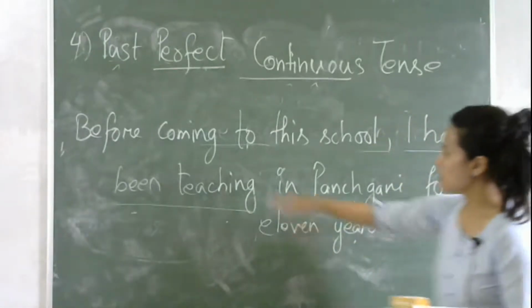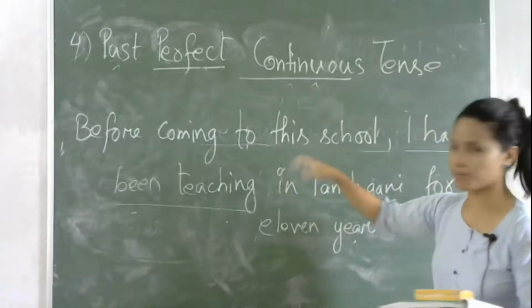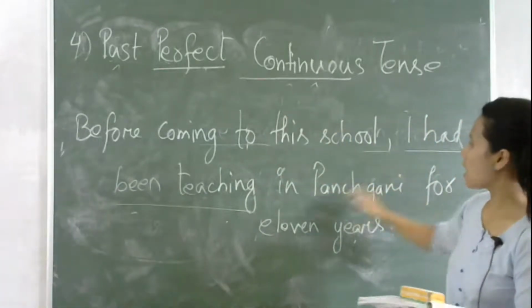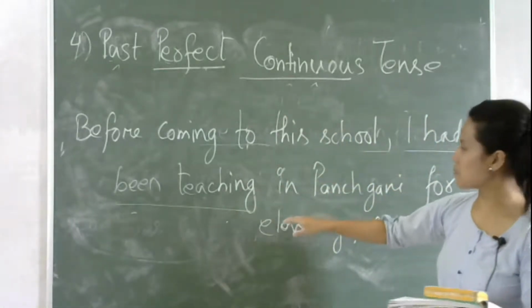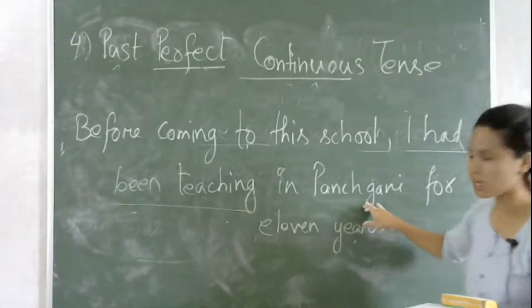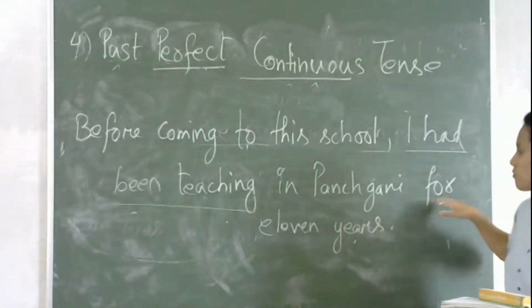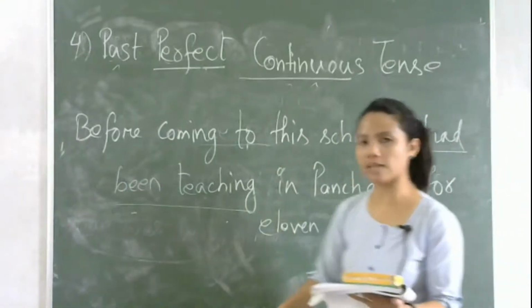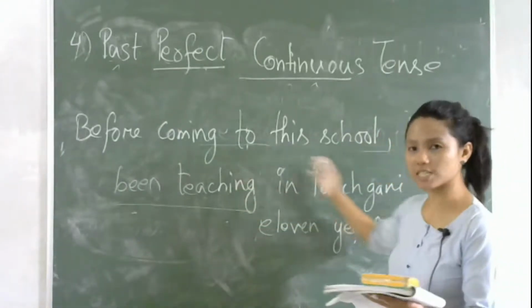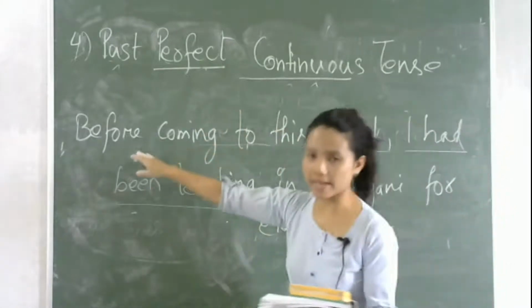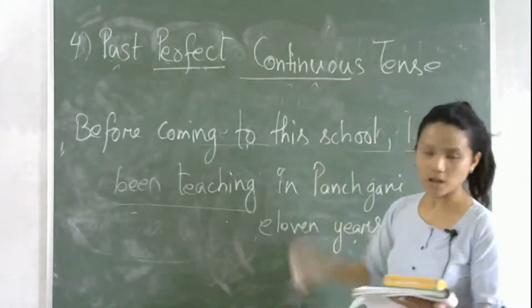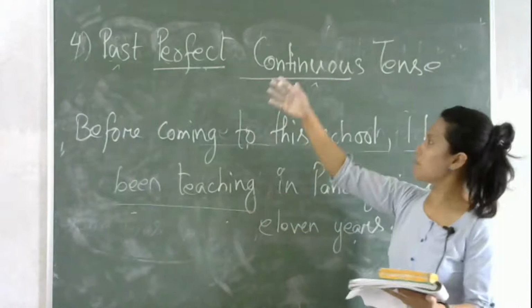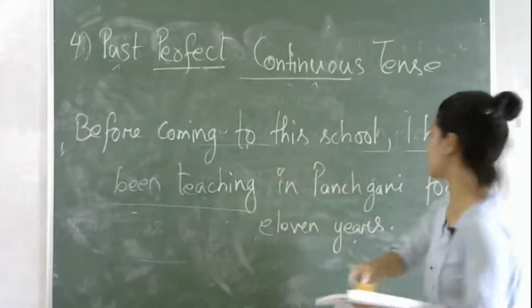So, before coming to this school, before I even joined the school, where was I teaching? In the past, I was teaching in Panchgani for what duration? For 11 years. Then, when did the action end? The action started and it ended when I came to this school. So this is what is meant by past perfect continuous tense.